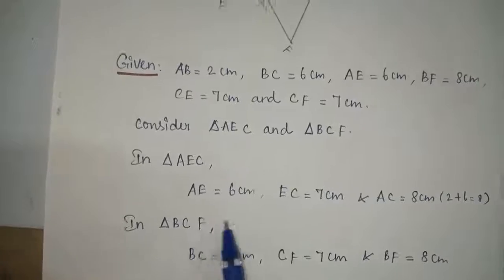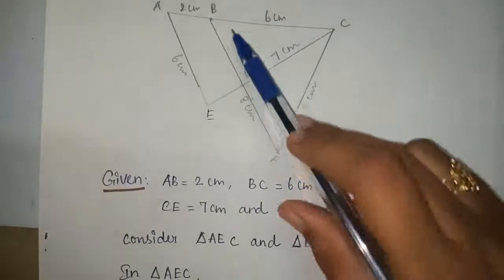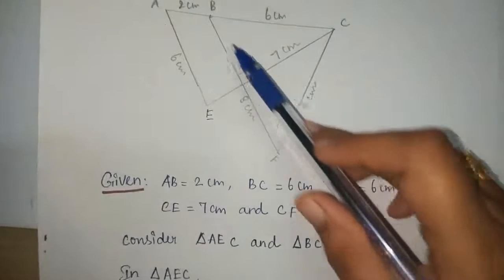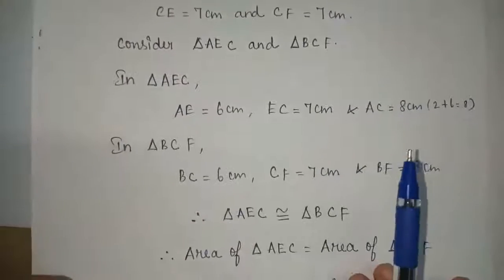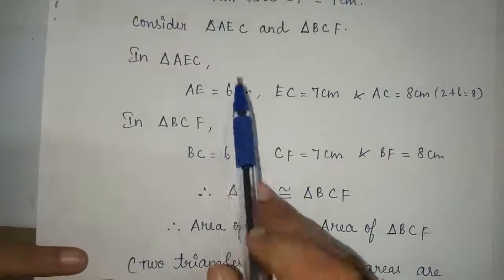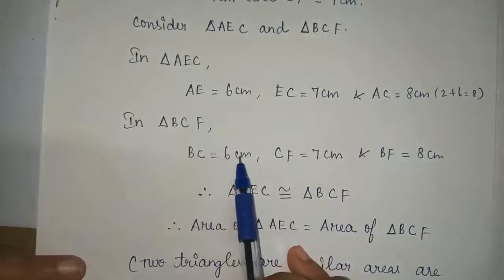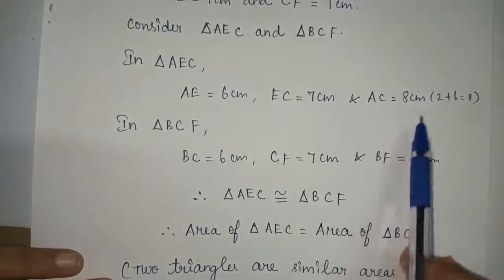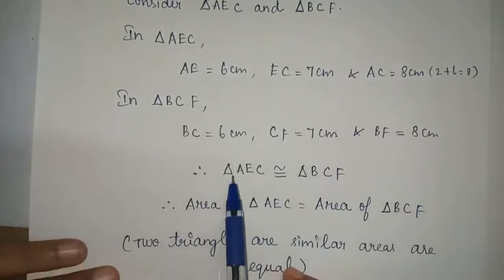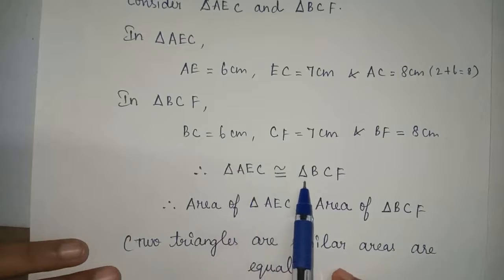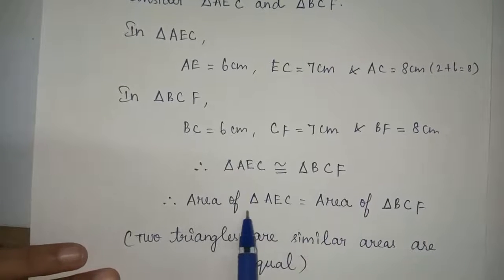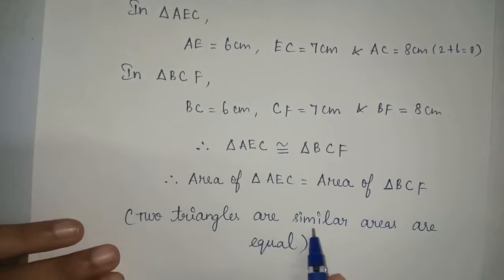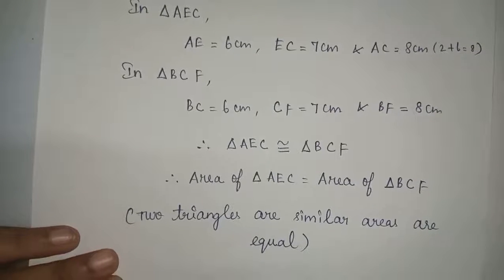Similarly in triangle BCF, next we choose this triangle. In BCF, BC is 6 cm, CF is 7 cm and BF is 8 cm. So now we can see both have the same measurements. AE is equal to BC, the same measurement. EC is equal to CF, these two are the same measurement. And AC is equal to BF, both are 8 cm. Therefore, triangle AEC is congruent to triangle BCF. Therefore, area of triangle AEC is equal to area of triangle BCF. The two triangles are congruent and areas are also equal.